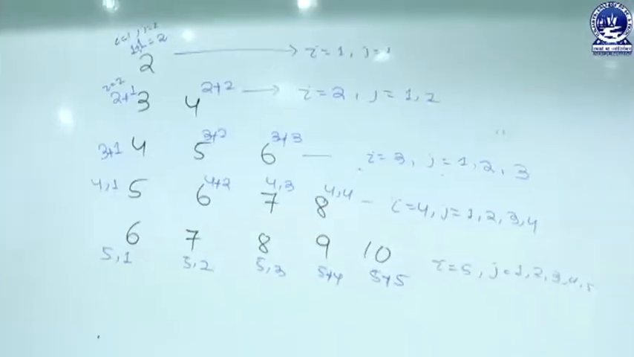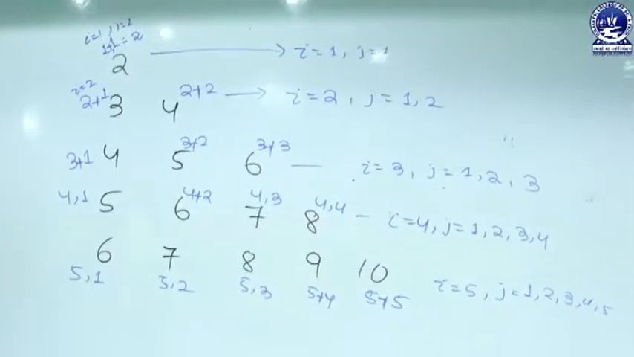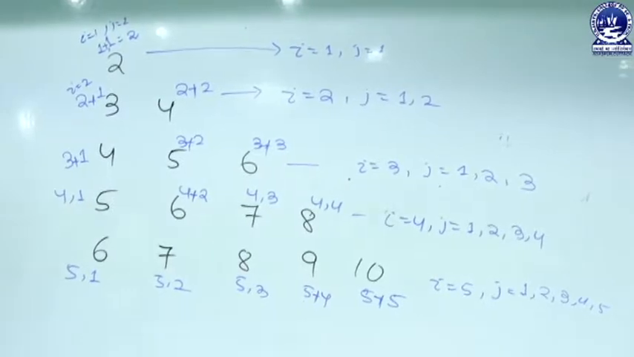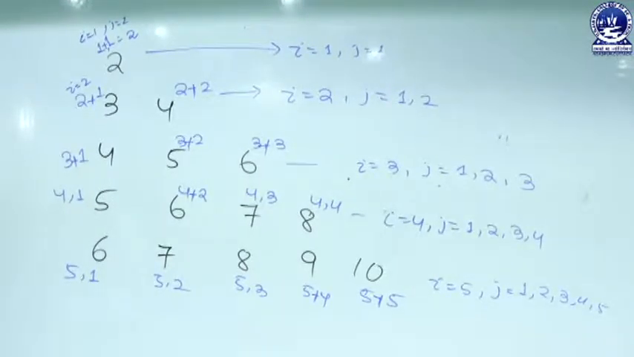So you just take there, for the first row, i will be 1 and j will be 1. For the second row, i will be 2 and j will be 1 and 2. For the third row, i will be 3 and j will start from 1 and will end with 3. Then for i equals to 4, j will start with 1 and j will go up to 4. And for i equals to 5, j will start with 1 and j will go up to 5.